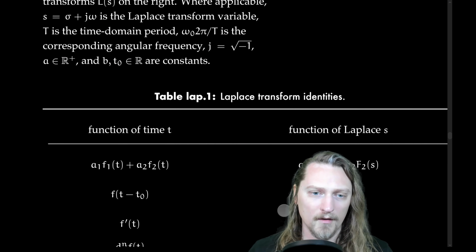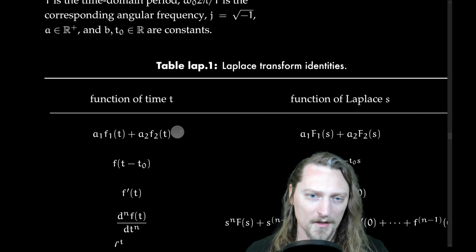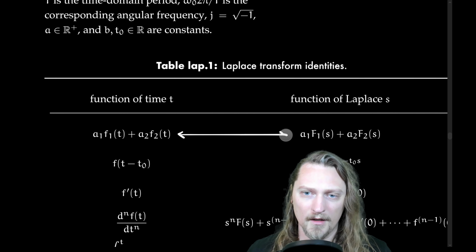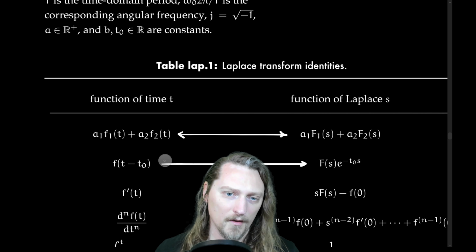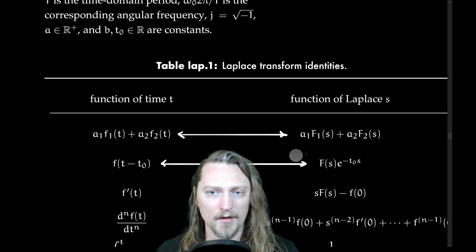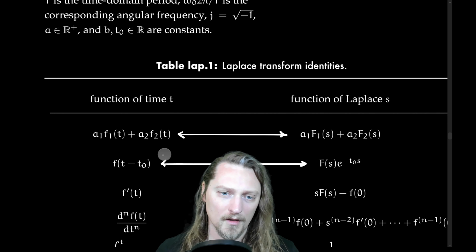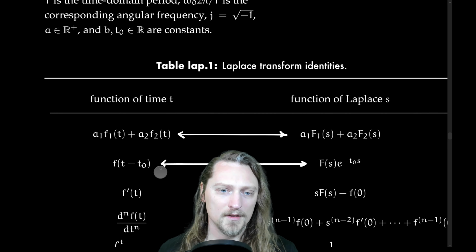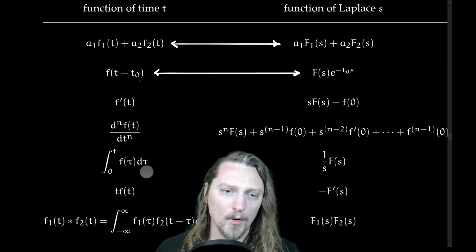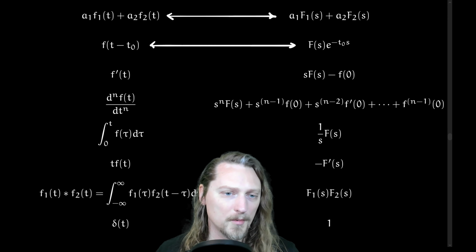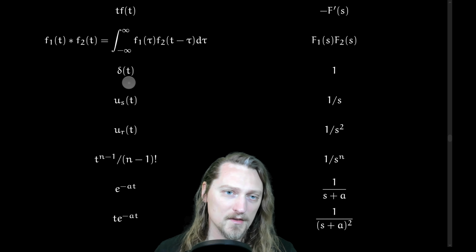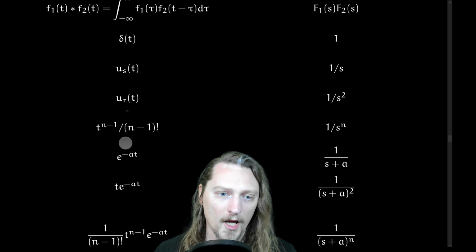We scroll down. First we're seeing some properties. Like this is actually linearity right here. This is the linearity property. Here is the time shifting property. On the left we have the function of time. On the right we have the function in the Laplace domain. So Laplace transforms go left to right. Inverse Laplace transforms go right to left. And if we keep scrolling, we see the integral property, derivative property, convolution. We start to see some functions that we recognize: Dirac delta, unit step, unit ramp.